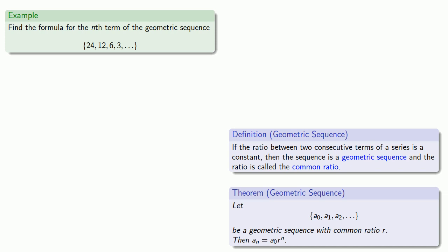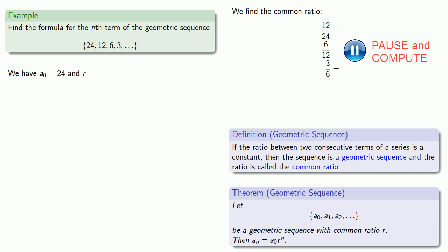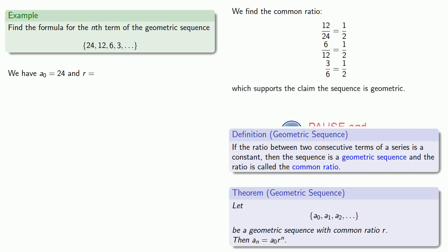Well, the initial term is just the first term of the sequence, 24. As for the common ratio, if this sequence is in fact geometric, then the ratio between consecutive terms of the sequence should be the same. So let's find that ratio. And we find that the ratio between every term and the term preceding it is 1/2, which supports the claim that the sequence is geometric. The common ratio is 1/2, and so this allows us to write the formula for the sequence.